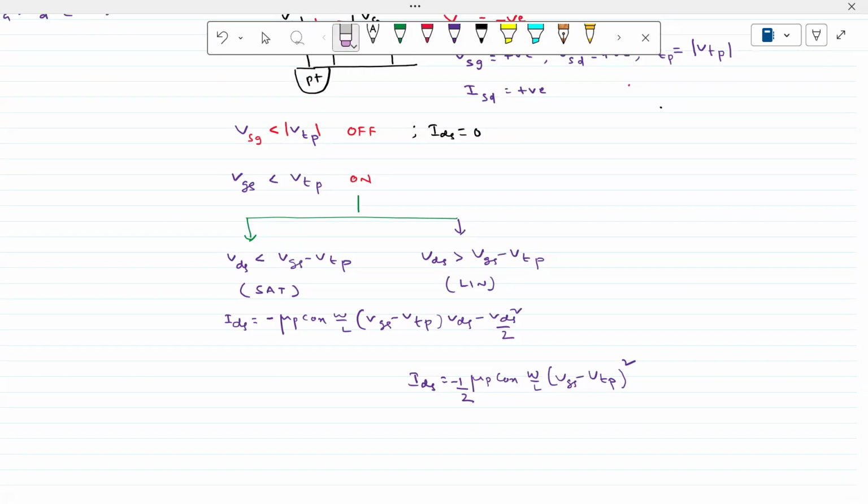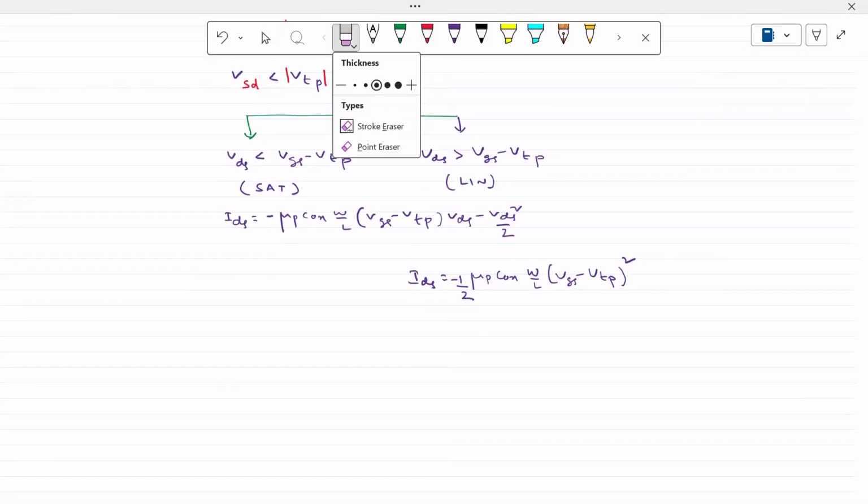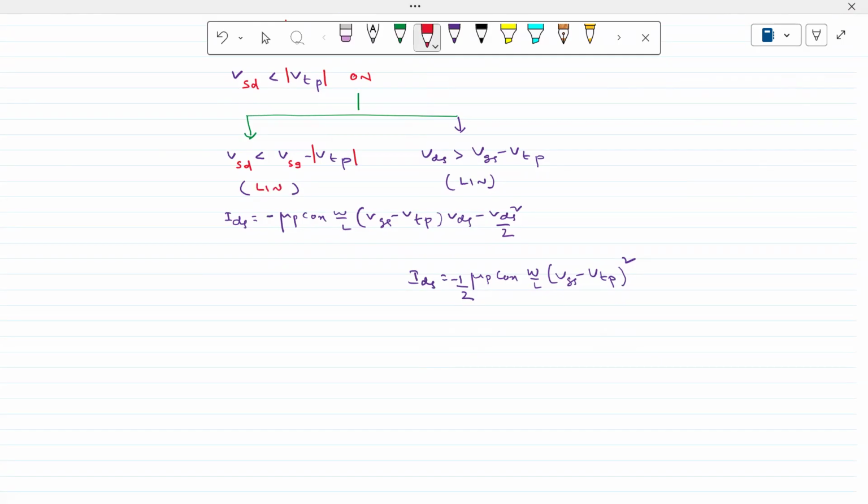And what about this case? All the time, whenever you see VTP, it's the magnitude of VTP. Positive quantity only we can consider. Let us write a small thing. What is this one? VSD. What about here now? VSD, VSG, and we can take the magnitude. So now what does it become? It becomes linear. I'm sorry, this is also wrong, right? It should be greater than.